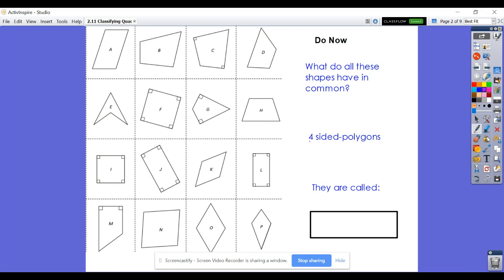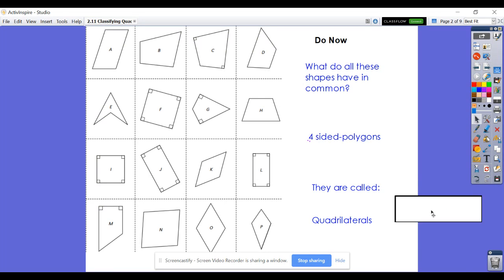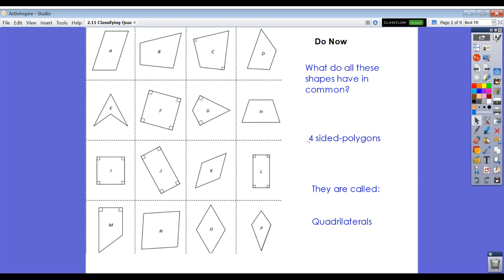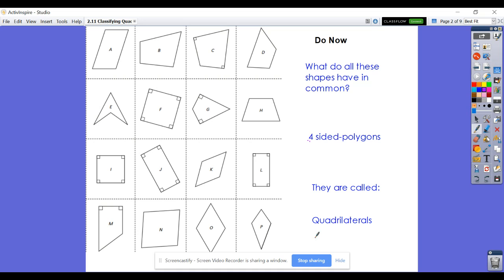Yesterday we talked about triangles with 3 sides. Today we're talking about shapes with 4 sides. Do you know what a 4-sided polygon is called? They are quadrilaterals. Everybody say that with enthusiasm. Quadrilaterals. Great, because we have this prefix quad here, and quad means 4. And actually lateral means side. So this is literally saying they have 4 sides.